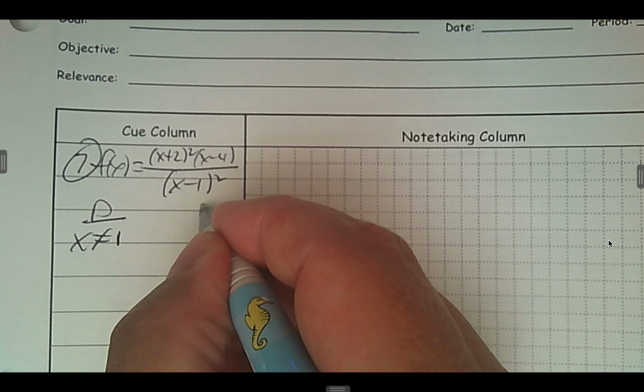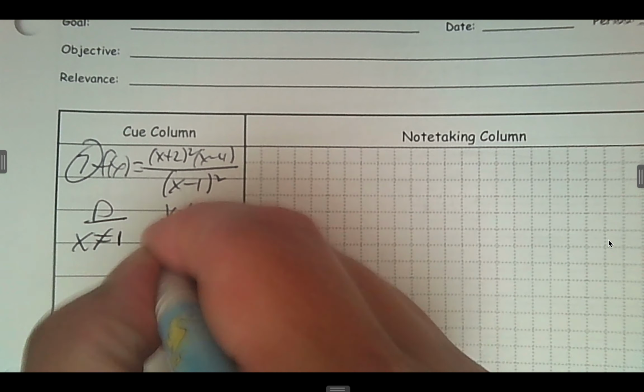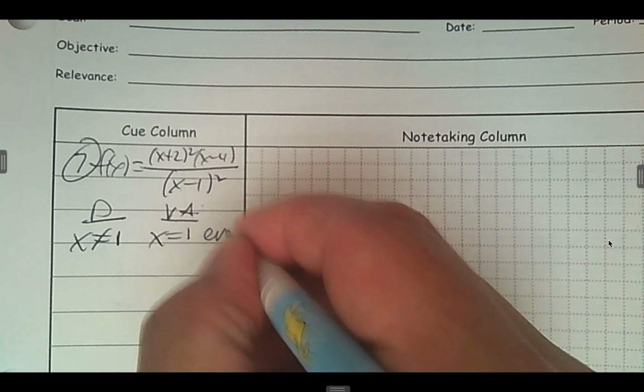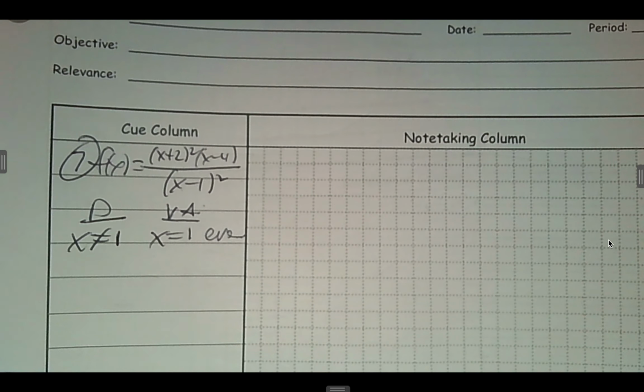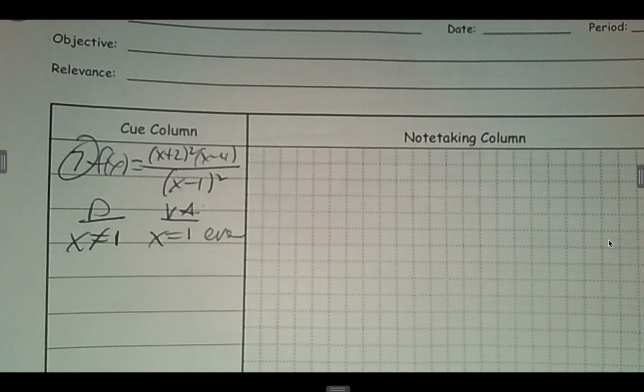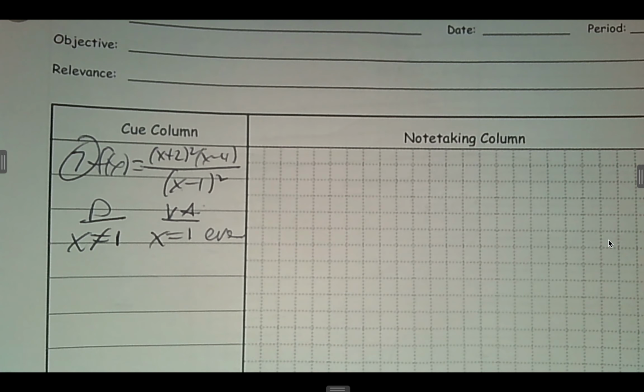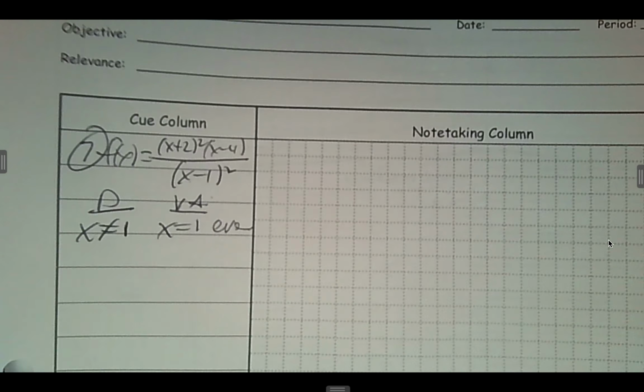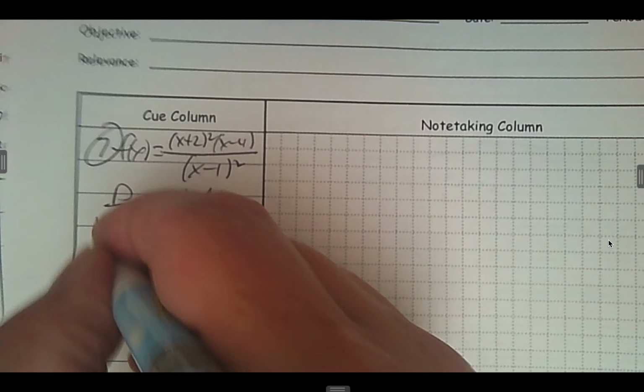There's nothing that removes it, so that is a vertical asymptote. And it's important to know that it's even, with an even exponent. That means on both sides it's going to go in the same direction. So at a vertical asymptote, it's either going to go to infinity or negative infinity. When it's an even exponent in the denominator, they both are going to go up or both go down at that vertical asymptote. All right, what else should I know?